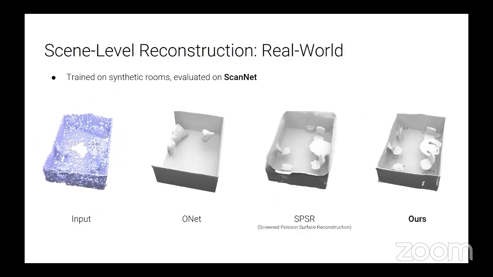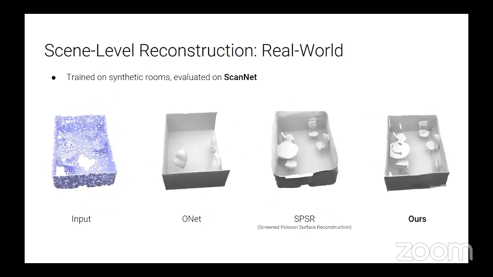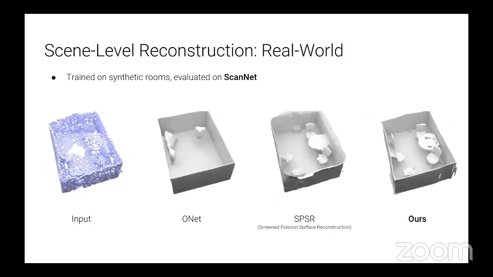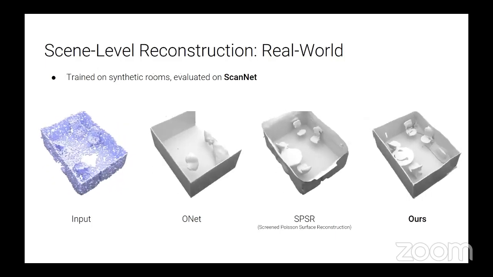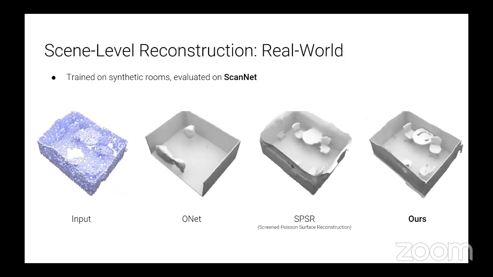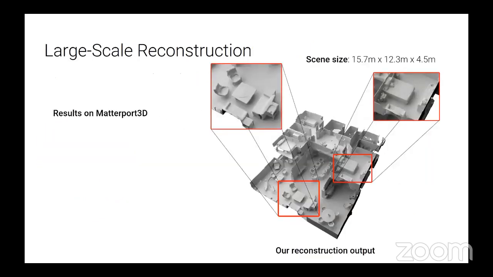We can also take the model trained on synthetic rooms and evaluate on the real-world ScanNet dataset, and the results illustrate that our model can generalize from synthetic to real data. We also test on very large scenes. Because we have a fully convolutional model, we can scale this to scenes as large as those in the Matterport3D dataset.